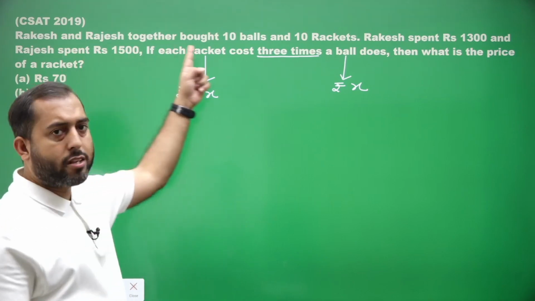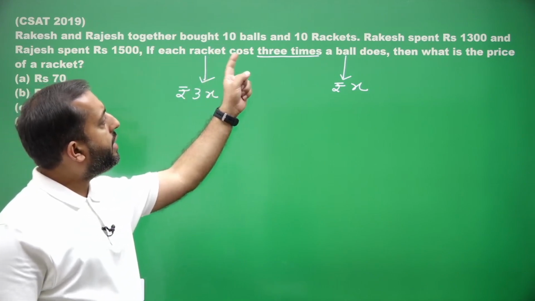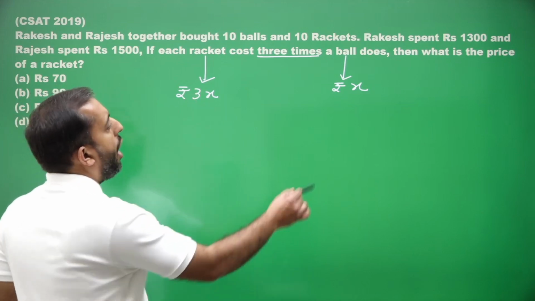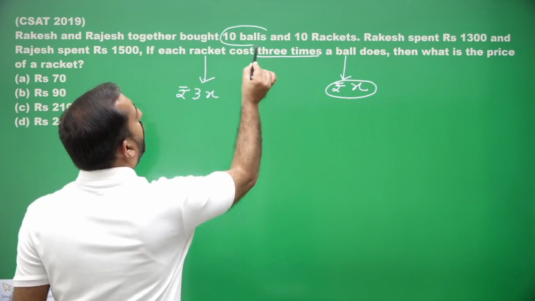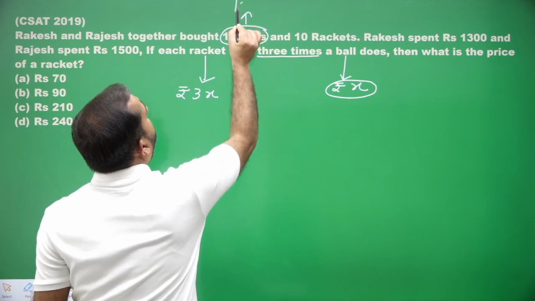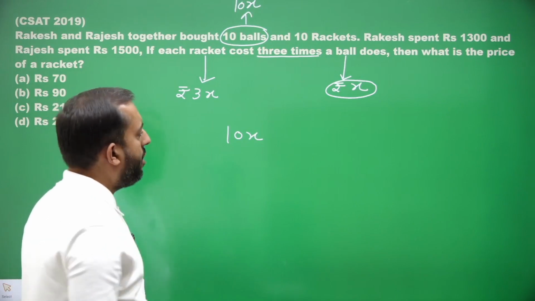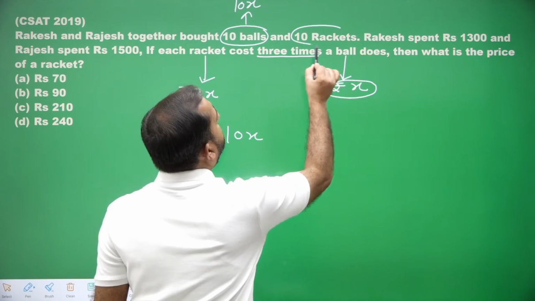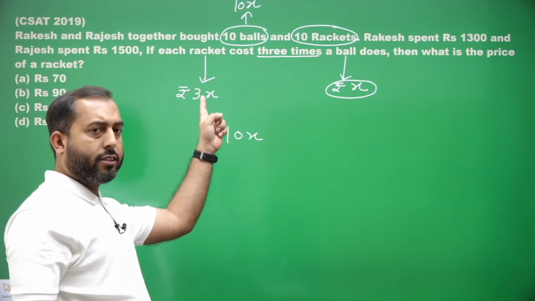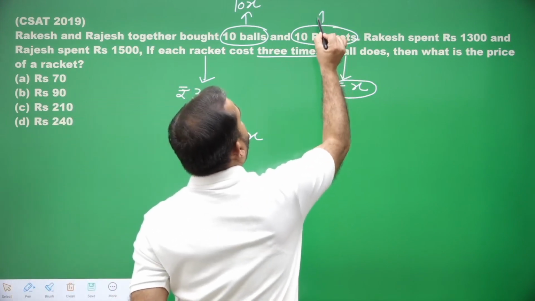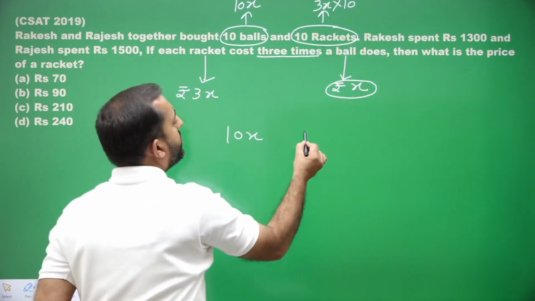Now let's read the first line one more time. Rakesh and Rajesh together bought 10 balls and 10 rackets. What is the price of one ball? It is X. So the price of 10 balls must be 10 into X, so the total money spent on balls is 10x. Now, how many rackets have been purchased? 10 rackets. The price of one racket is 3x, so the price of 10 rackets must be 3x into 10, which is 30x.